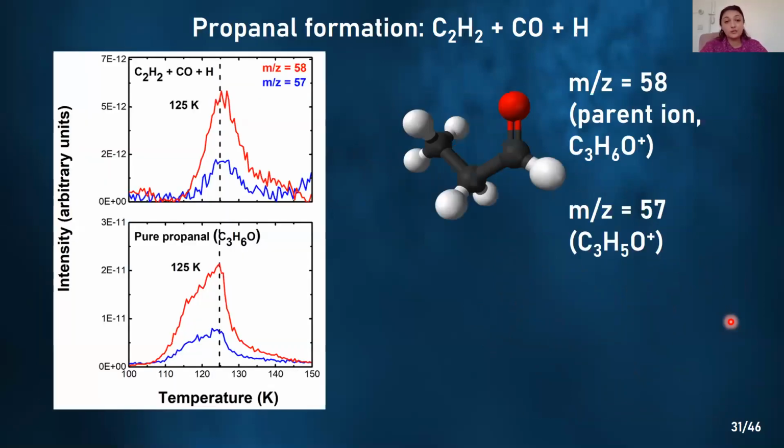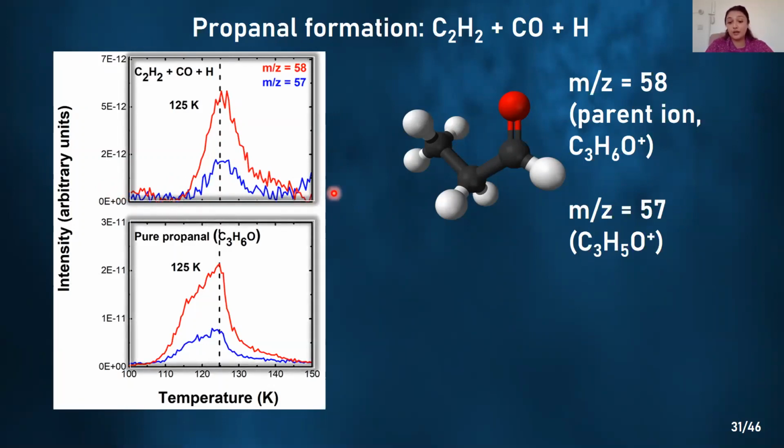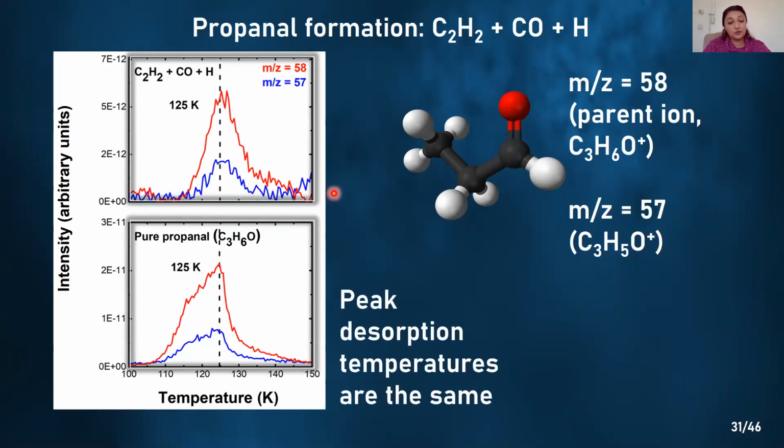So I'll first show the TPD results of the formation of propanal. The most abundant fragment of propanal is the parent ion, so I search for the mass to charge value of 58 as well as the fragment 57 for extra confirmation. In the acetylene plus CO plus H experiment, a peak desorption is shown at 125 Kelvin, which is also the peak desorption temperature of pure propanal. Because the peak desorption temperatures are the same between the 2 experiments, we have 1 confirmation that propanal is formed in the acetylene plus CO plus H experiment.